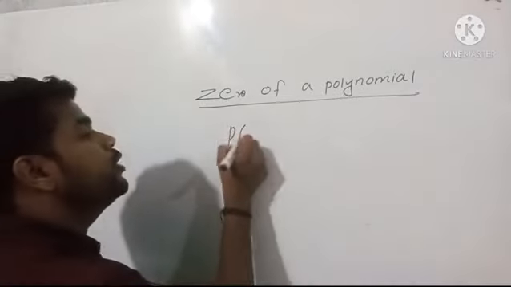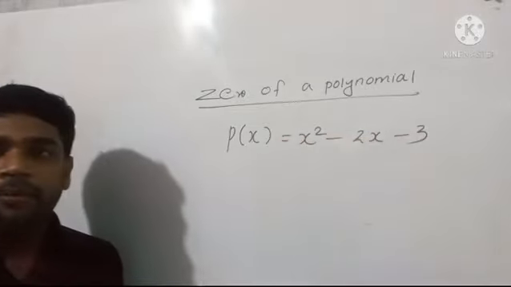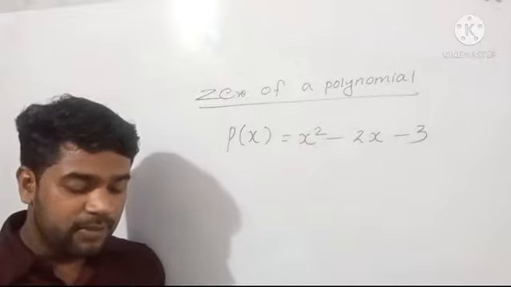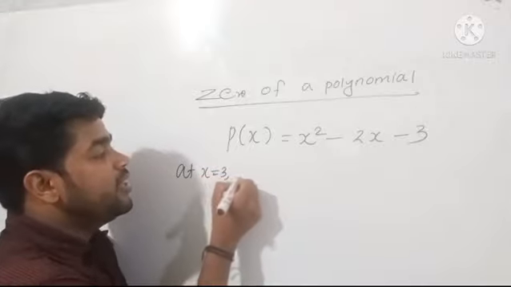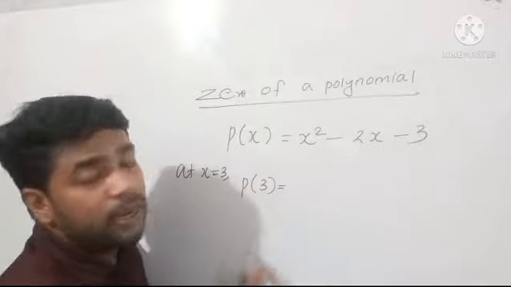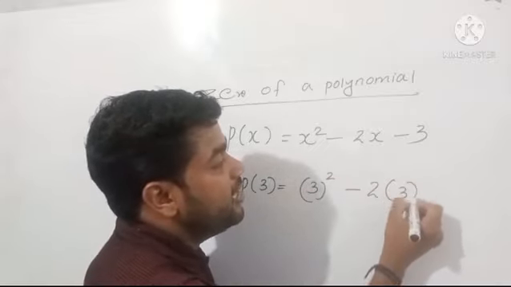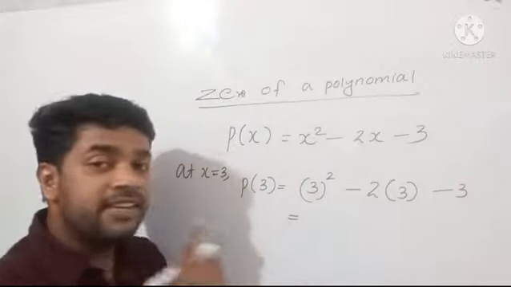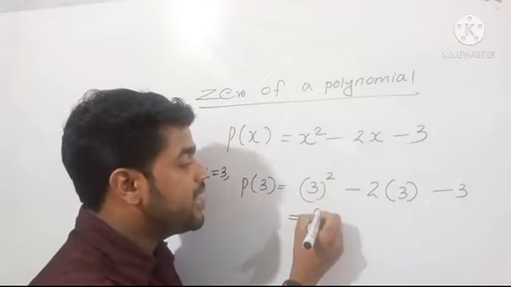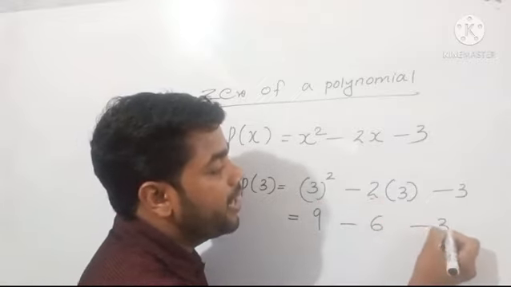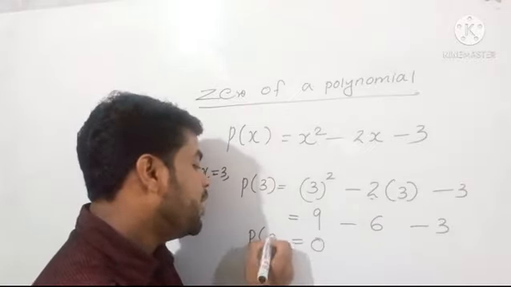p of x is equal to x square minus 2x minus 3. I am substituting x is equal to 3. Then we can check the value of this polynomial, p of 3, that is equal to 3 square minus 2 times 3 minus 3. 3 square means 3 into 3, not 6. That is 9. 2 into 3 is 6. Then 9 minus 6 is 3. Then 3 minus 3 is 0. So p of 3 becomes 0.